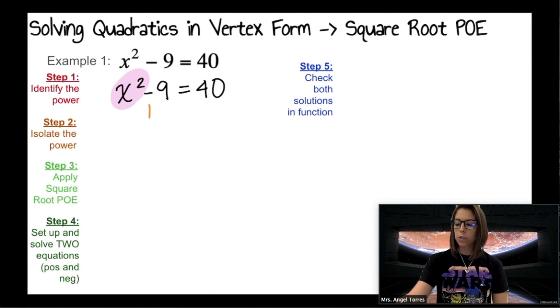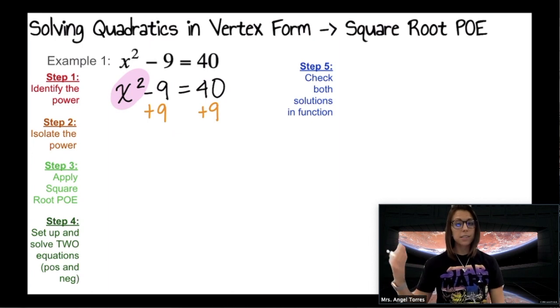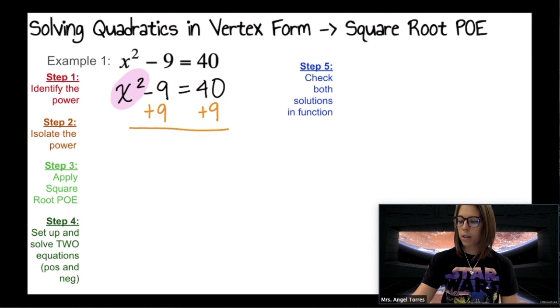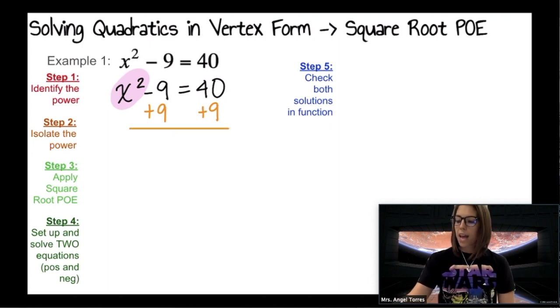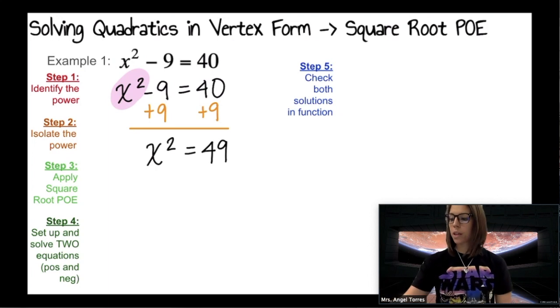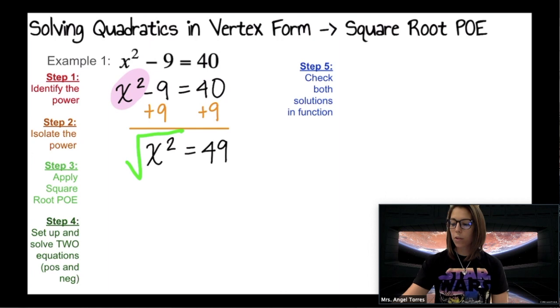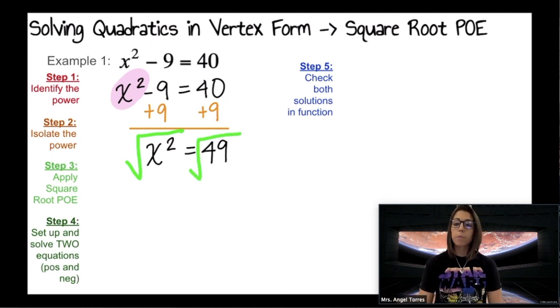Well, first we're going to apply our addition property of equality and add 9 to both sides, just as if we were trying to isolate x. The only difference now is that we're isolating an x squared. So after we add 9 to both sides, we're left with x squared equals 49, and our power, or our square, is now isolated. How do we undo a square? Well, we apply the square root property of equality, and we take the square root of both sides.